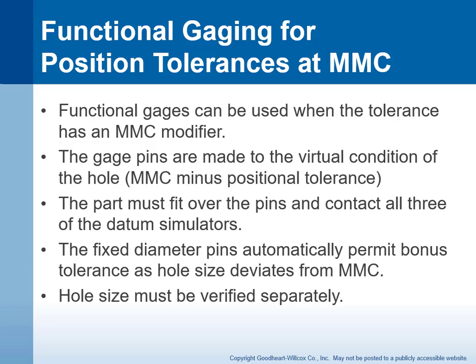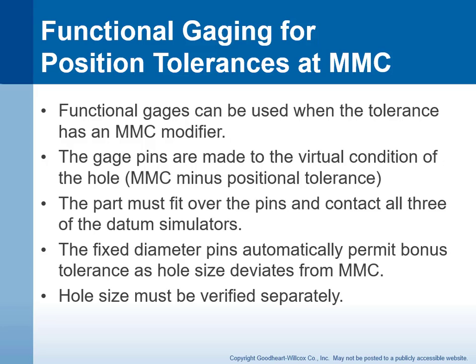Let's talk about functional gauging now. A functional gauge, and this is the subject of your project. Functional gauges can be used when the tolerance has an MMC modifier. So if you have a position tolerance and it has an MMC modifier, that opens you up to be able to inspect these holes by using a functional gauge. The gauge will have pins that are made to the virtual condition of the hole. Now, I'm talking about holes here, so it's the MMC, which would be the smallest hole, minus the positional tolerance to get to virtual condition.